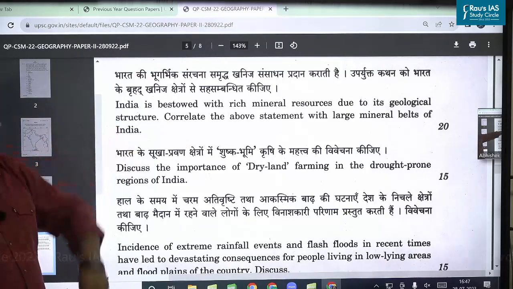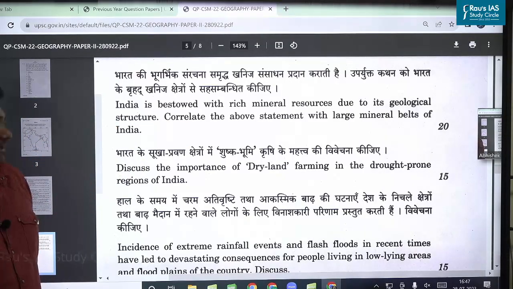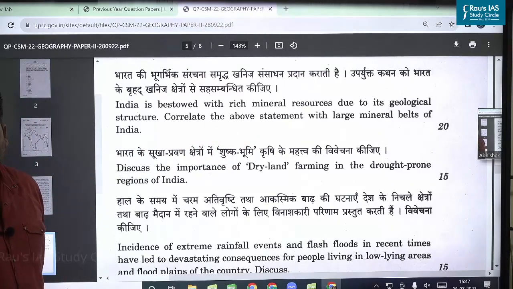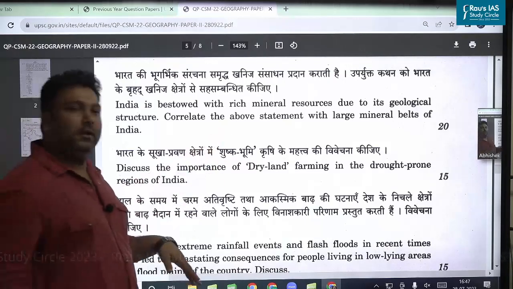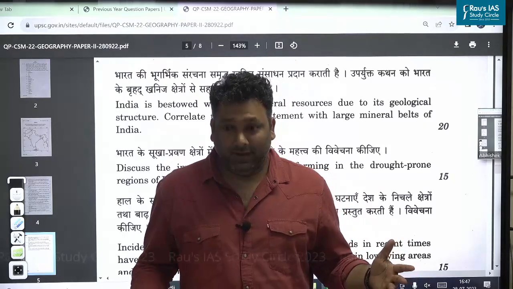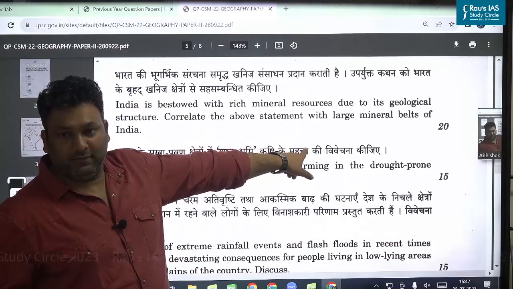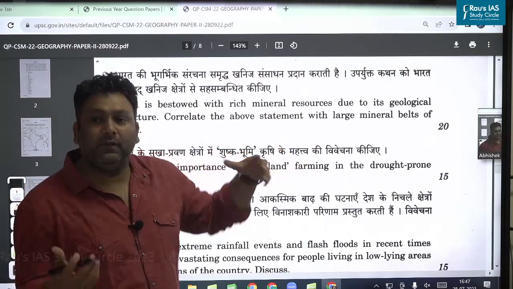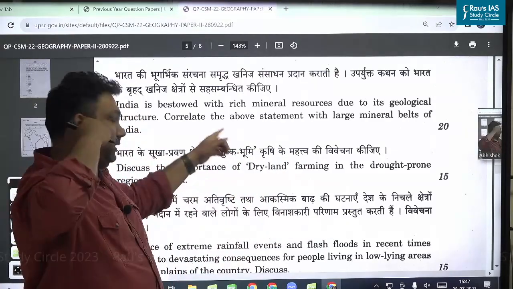India is bestowed with rich mineral resources due to its geological structure. Here we should be talking about shield regions. Now, correlate the above statement with large mineral belts of India. Basically, it is talking about the resource curse. You have the resources. Now you have to talk about mineral belts. Obviously, you'll be saying that certain region has certain minerals. But what about humans in that area? Are they rich? Okay. Right. Resource curse, the relation of these resources with the humans in that region. Again, negative connotation.